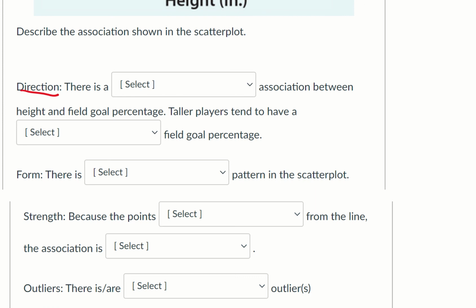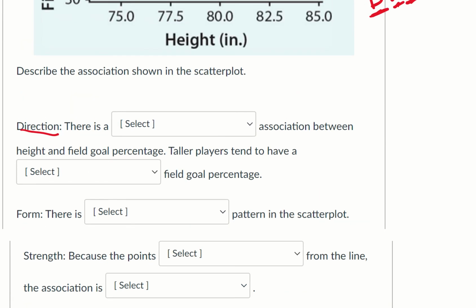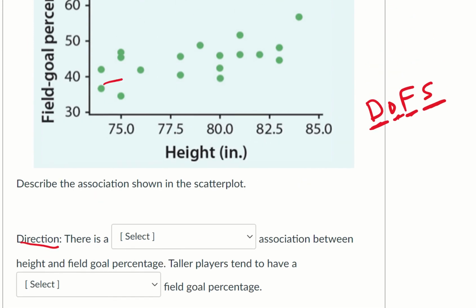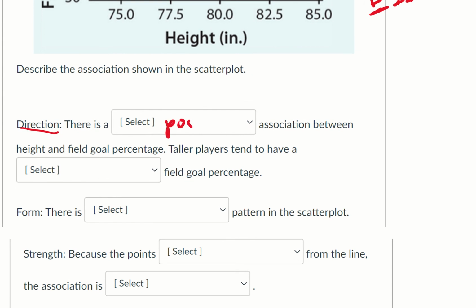This is the D part of DOFS. Direction means positive or negative, or no association. Here there clearly is a positive association. It's going forward, right? So there is a positive association between height and field goal percent. Taller players tend to have a higher field goal percent.